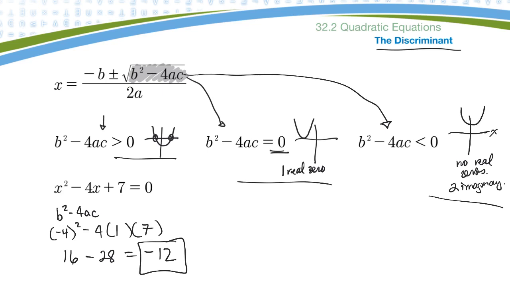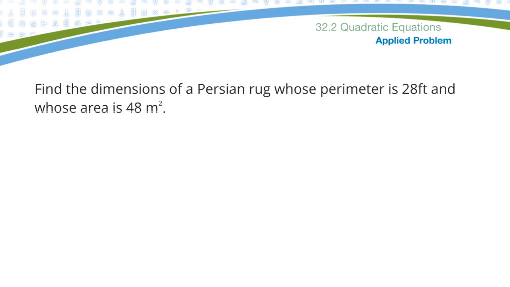It's a negative number. If it's a negative number, it's less than 0, then it must be one of those. So if you were to graph it, the graph would not cross the x-axis. That's called the discriminant. Last question to look at is just an applied problem.